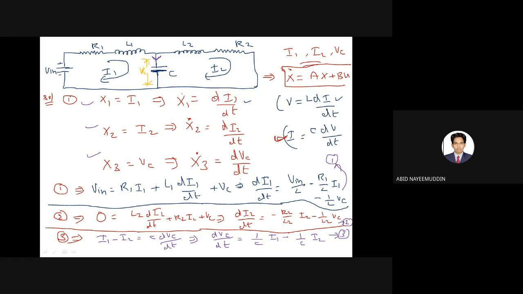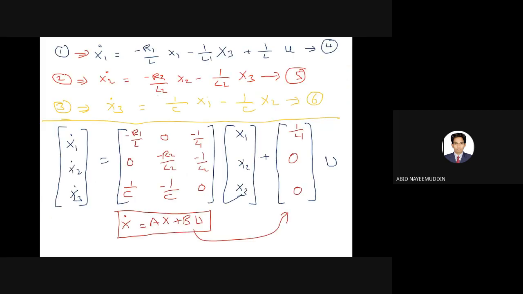You just rearrange those three equations in terms of the asked state variables, then finally replace those state variables with x1, x2 and x3, and the last step is to represent those three equations in matrix form. So this is known as what? Your state model.